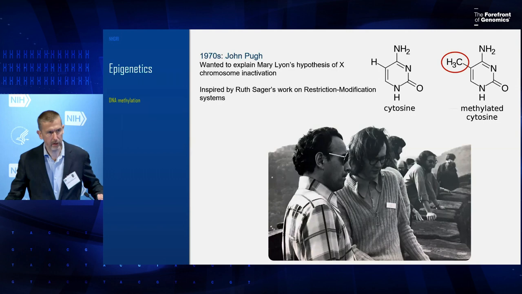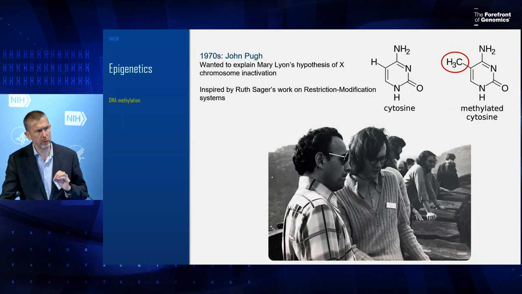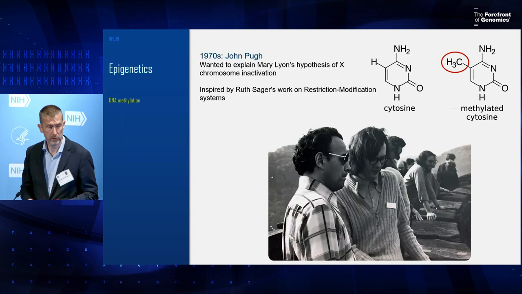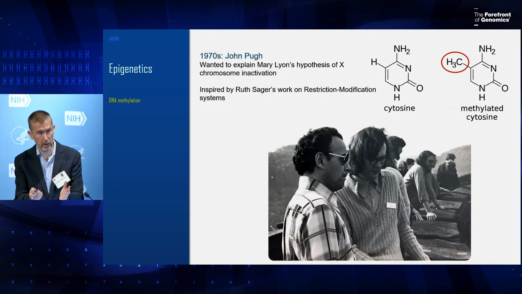But he went to see Ruth Sager, who was doing a sabbatical in London at the time. And she was talking about her work with restriction modification systems. And she was talking about the modifications being the addition of these covalent groups to the DNA sequence. And that was John's aha moment. He said, if it's passed on to the daughter chromatids, this could be a way of maintaining a memory of a prior event.